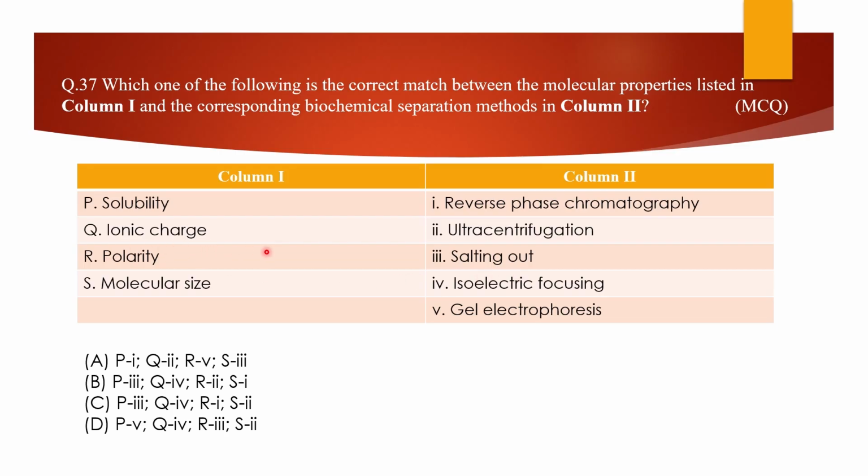Based on ionic charge, we can separate by isoelectric focusing. Based on polarity, we can separate by reverse phase chromatography. Based on molecular size of proteins, we can separate by ultracentrifugation. So like this, we can separate based on properties. According to our match, the correct option would be C, that is P3, solubility by salting out method, Q4, that is ionic charge by isoelectric focusing, R1, that is polarity by reverse phase chromatography, S2, that is molecular size by ultracentrifugation. So the correct option would be C. Let's move to the next question.